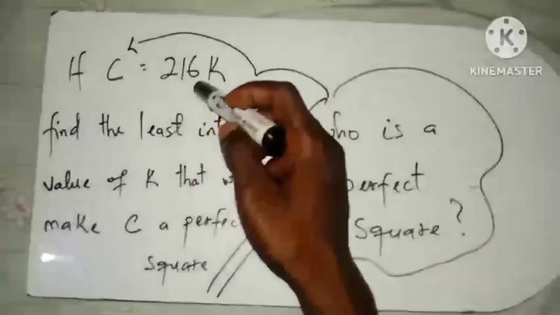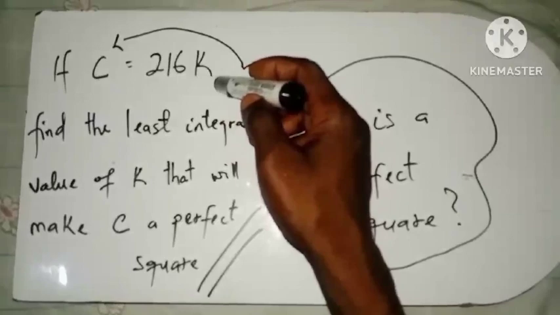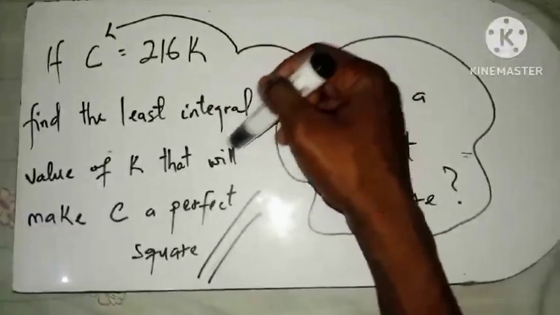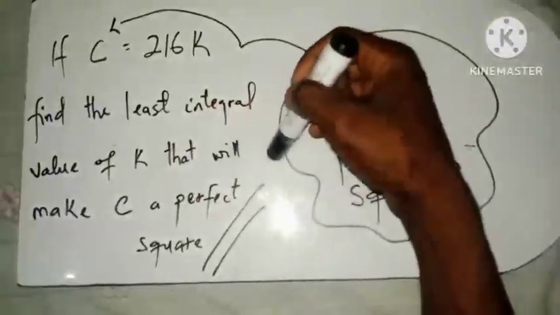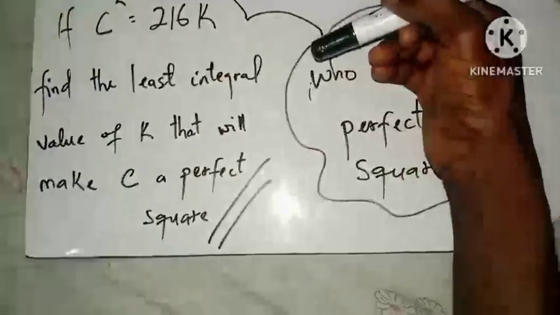If C is equal to 216k, find the least integral value of k that will make C a perfect square.